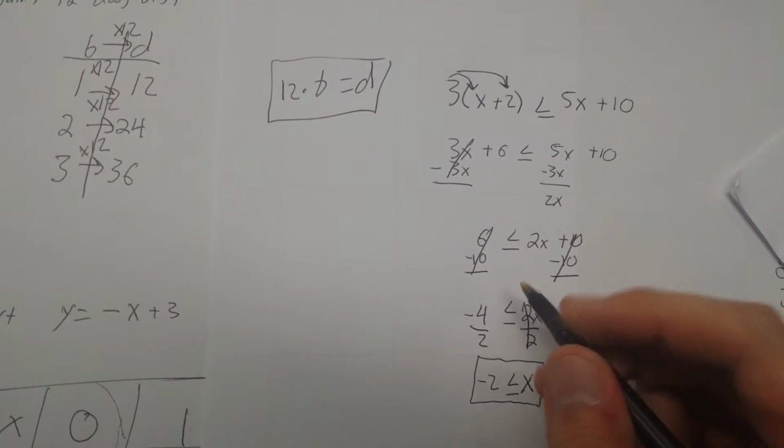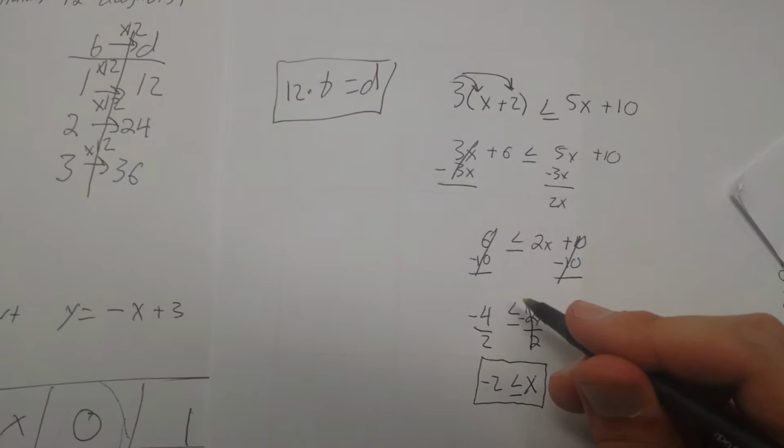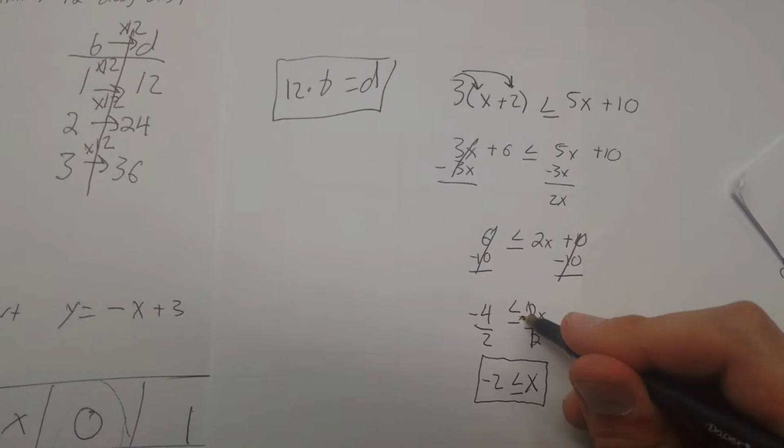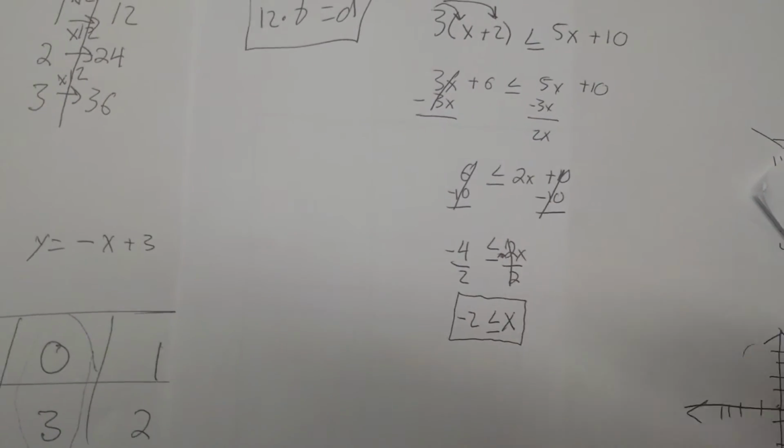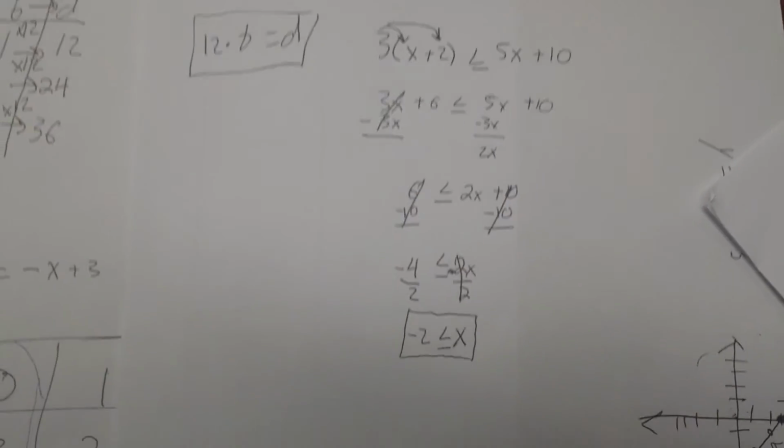If this would have been a negative 2 that we would have divided by, we would have reversed the sign. But since it was positive, we do not reverse the sign. This is how you solve, just like an equation.